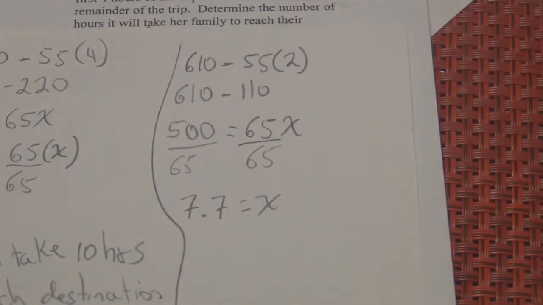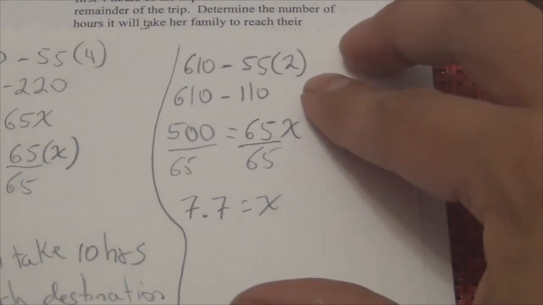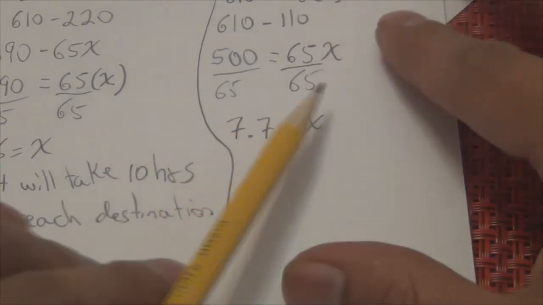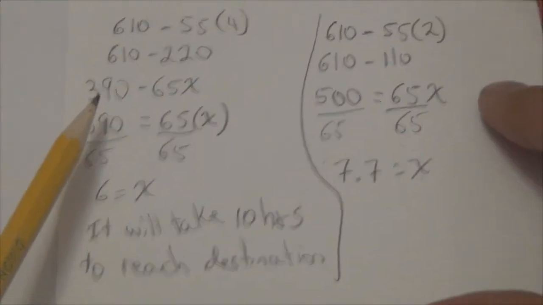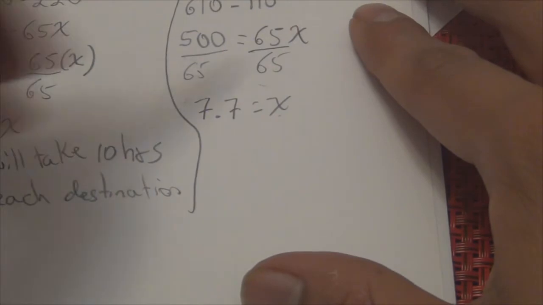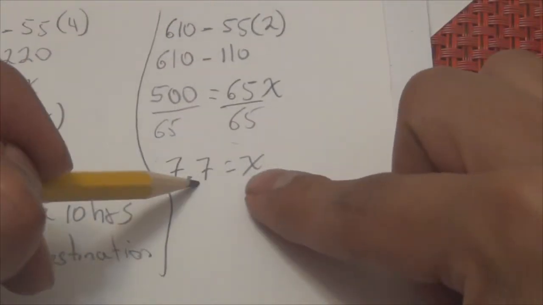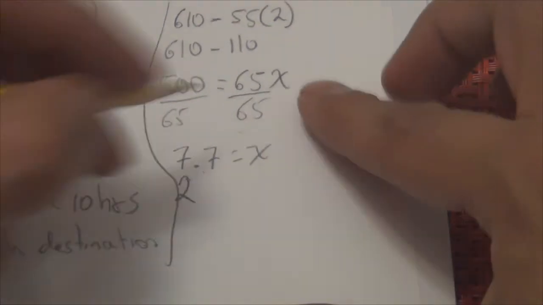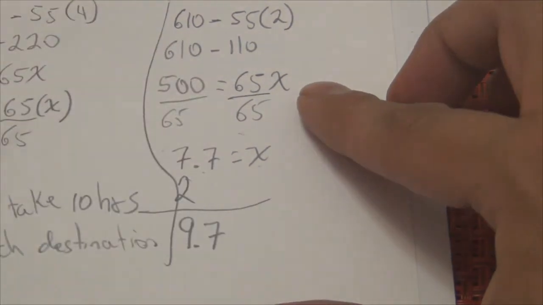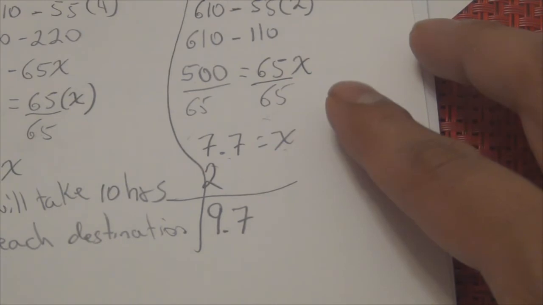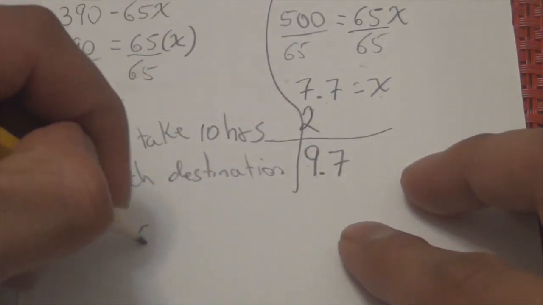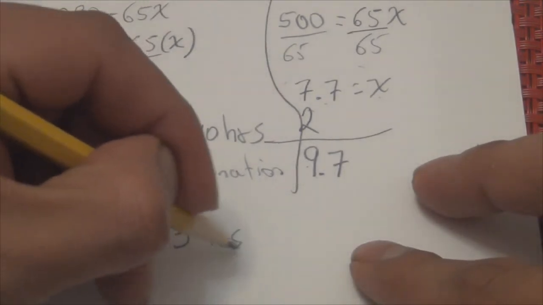The thing is, I would be compelled to subtract. How much time will the family save by having her dad drive? If you get 7.7, you would say the whole trip will only take 7.7 hours instead of the 10 hours. No, on the contrary, you need to go further. 7.7 only represents the amount of hours it will take Daddy to drive. How about the 2 hours that Loretta was driving? That creates a total of 9.7. Now let's see how much time we actually saved. 10 hours as opposed to 9.7 hours. So the family will save a total of 0.3 hours. Not even an hour, so it's not really that much. And that, my friends, is your answer to that question.